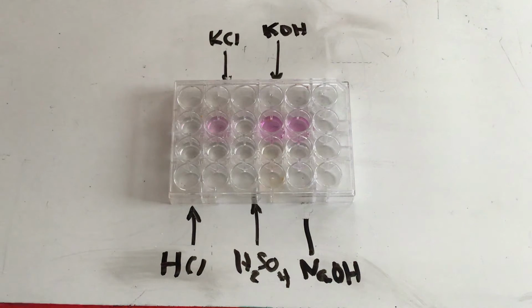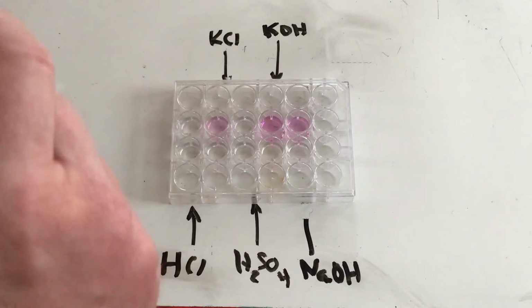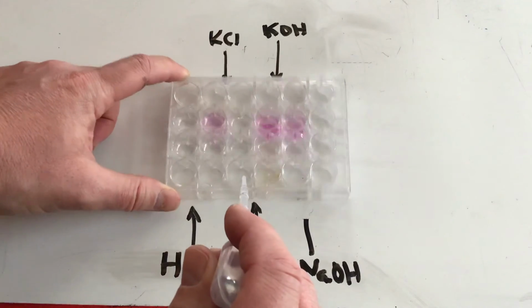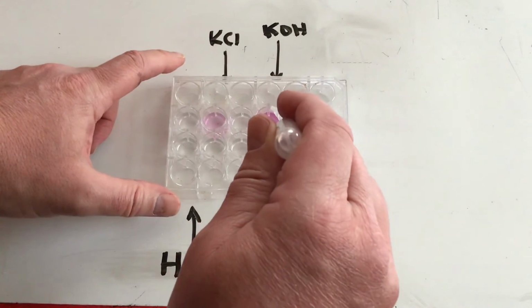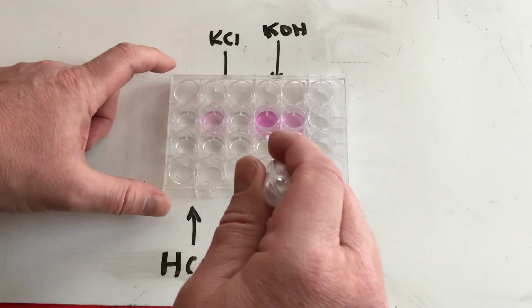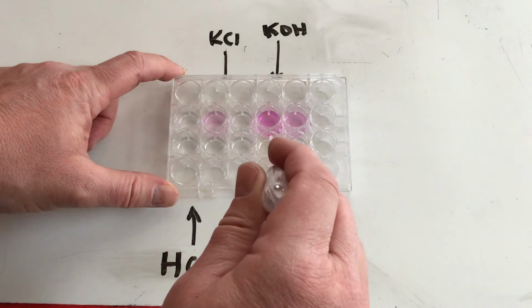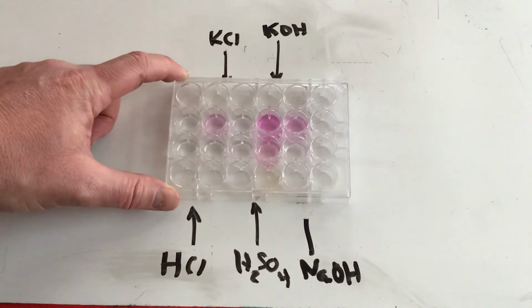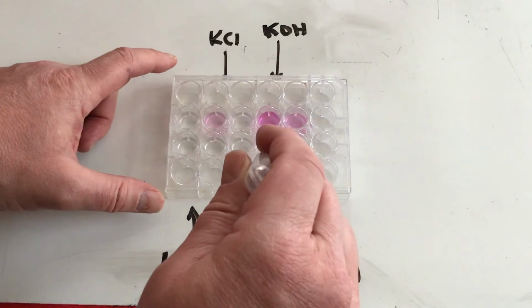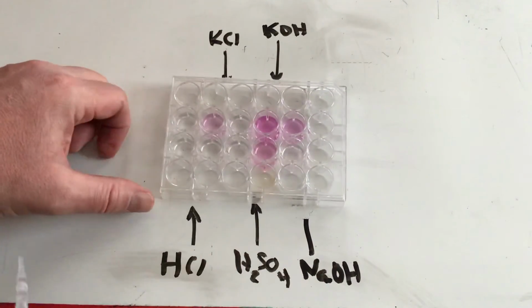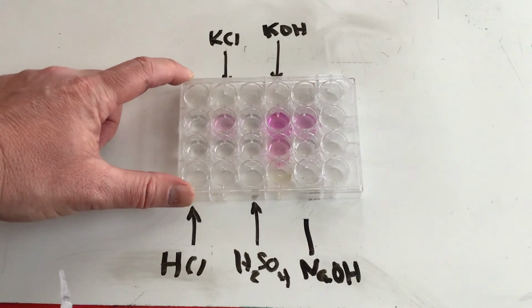Next, we'll do potassium hydroxide. Potassium hydroxide, I will add a drop to the pink phenolphthalein. You can actually see maybe even the pink starts to get a little pinker. And I'll add it down here to the clear phenolphthalein, and we can see it turns the clear phenolphthalein pink. Okay, so that is potassium hydroxide.